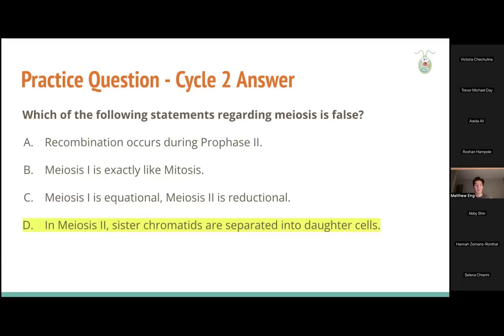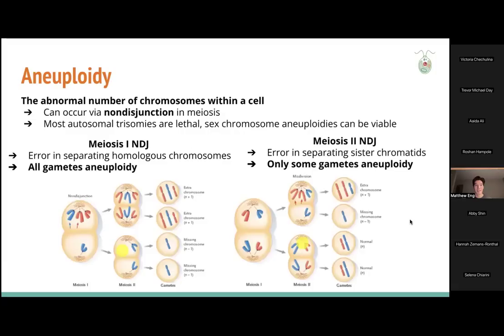B, meiosis 1 is exactly like mitosis. It can't be exactly like mitosis. The big difference between meiosis 1 and mitosis is that meiosis 1 separates homologous chromosomes. Mitosis separates sister chromatids. So meiosis 2 would be more like mitosis. So B would be incorrect. And then C, meiosis 1 is equational, meiosis 2 is reductional. It's just the flip of that. Meiosis 1 is where we separate those homologous chromosomes. Meiosis 2 is where we separate those sister chromatids. So yeah, let's keep going, move on to the next slide.